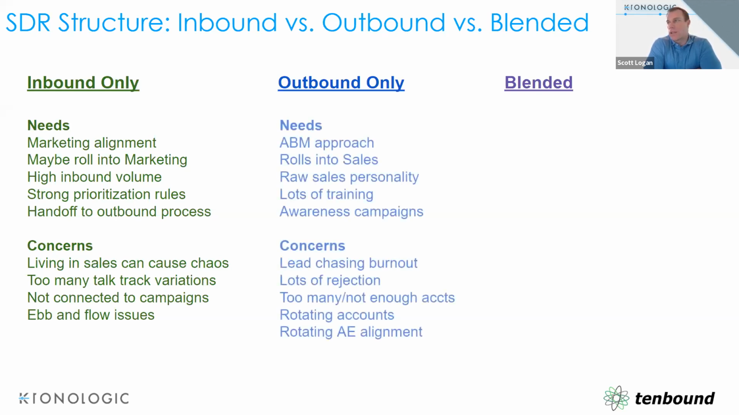Outbound only, if you want to click into that next one. It's good to have an ABM approach. It's good to have them roll into sales if they're outbound only. Raw sales personality, like, are you wanting to be a sales rep after this? Some people may say they want to be a marketing person if it's an MDR role, and that may actually be better. Who knows?